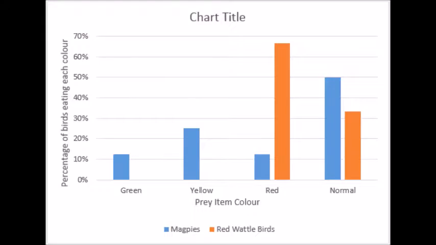From the results, we can see that the 6 magpies that ate the spaghetti ate mostly the normal spaghetti, but ate everything else as well. Of the 6 magpies, 50% ate normal coloured spaghetti. The lowest percentage was red and green at 13%. We could see that the 2 red wattlebirds only ate the normal coloured spaghetti and the red coloured spaghetti. 66% of the birds ate the red and 33% of the birds ate the normal coloured spaghetti.